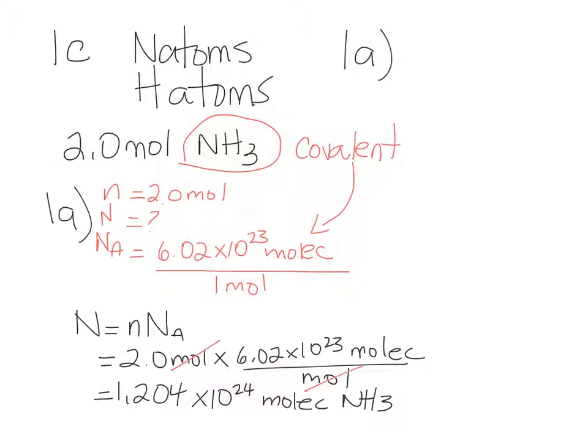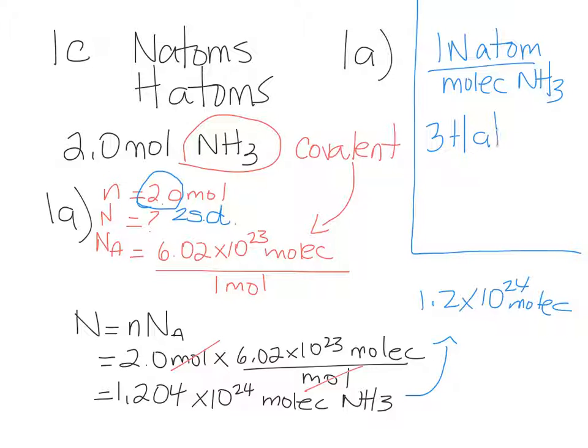We only have 2 significant digits in our answer because this has 2 significant digits here. We can't use Avogadro's number because it's a count. It has an infinite number of sig figs. So our final answer is 1.2 times 10 to the 24 molecules.